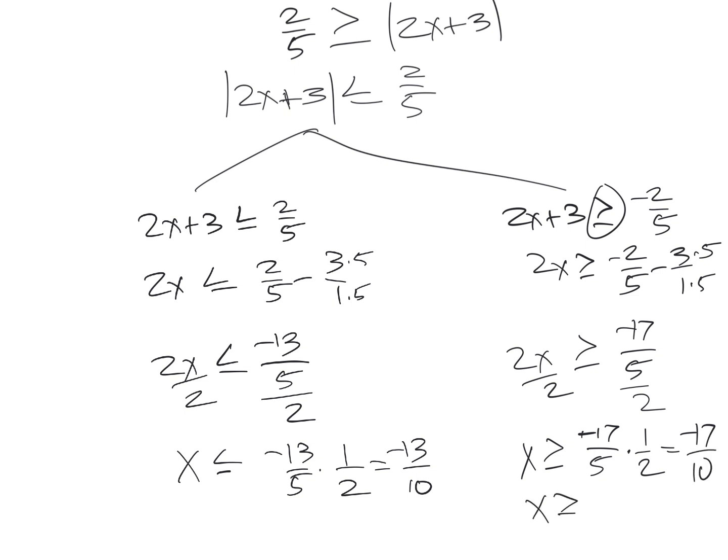So x is greater than or equal to negative 17/10 and less than or equal to negative 13/10. Negative 17/10 is less than negative 13/10. So it's equal to, so they're brackets. That's your interval notation. That's the way it should have been.